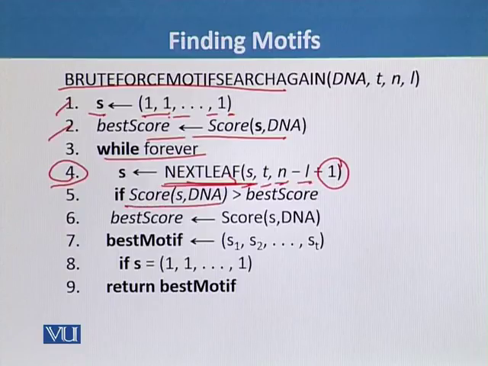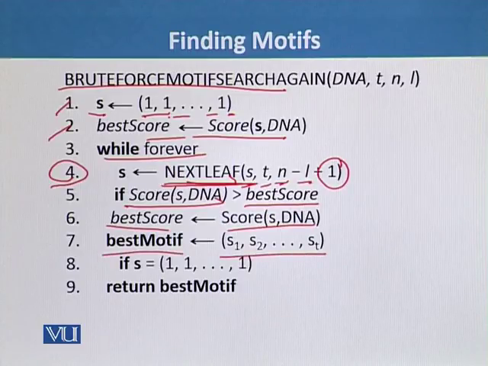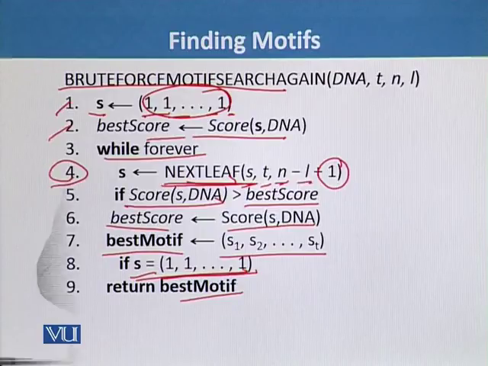And if we assign the score of sDNA as the best score, then the best score will be the score of that DNA at a particular starting position. So the best score we assign to this S1 to St, and if we assign this one, then S will be the same. And we will return the best motif score of the DNA with a certain starting position.